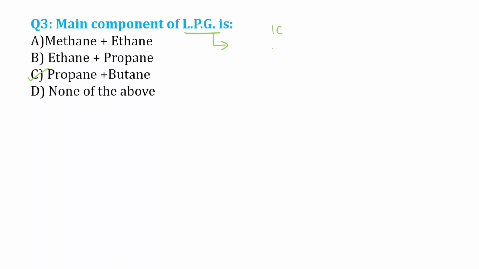Like 1 carbon, 2 carbon, 3 carbon, and then 4 carbon. 1 carbon hydrocarbon is called methane, 2 carbon is called ethane, this is called propane, and this is called butane. So remember 3, 4 for LPG. Generally we remember this by saying 3, 4, just to make you remember the 3 carbon, 4 carbon content. So propane and butane is the correct answer for LPG.